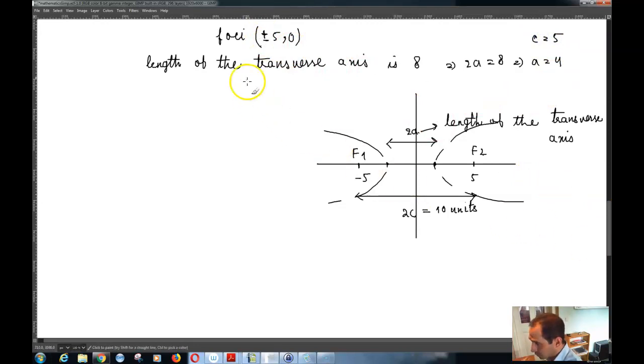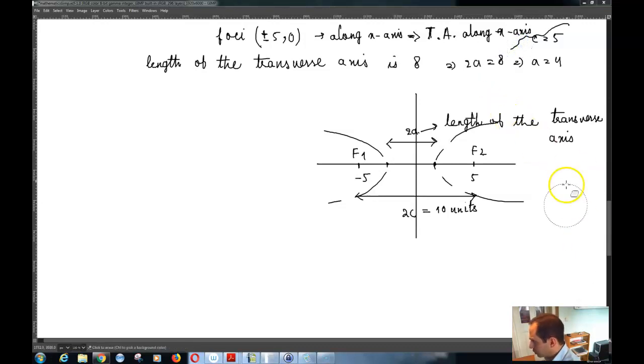And one more piece of information that I have is that the y-coordinate of my focus is 0. The y-coordinate is 0, that means that this point is along the x-axis. Which in turn means that the transverse axis is along the x-axis.